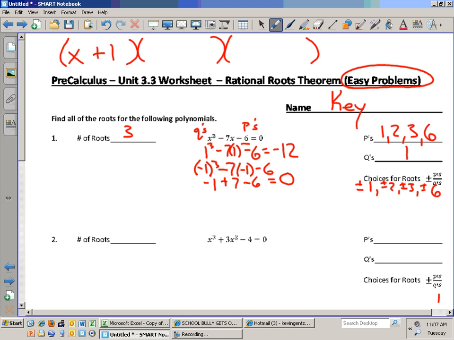And here's how I do it. I take the root, which is negative 1. I write my coefficients. What are my coefficients? 1, 0, negative 7, negative 6. I drop down the first one. Negative 1 times 1 is. Add them together, I get negative 1. Negative 1 times negative 1 is 1. Add it, I get negative 6. Negative 1 times negative 6 is 6. Add, I get 0. What is my new polynomial?